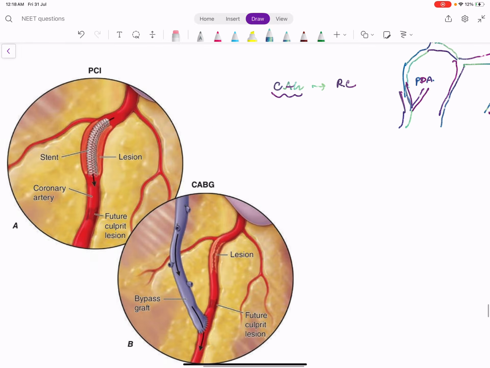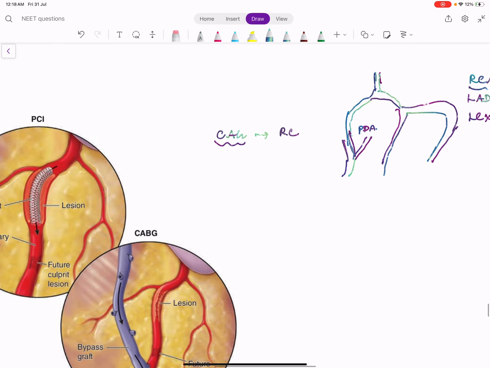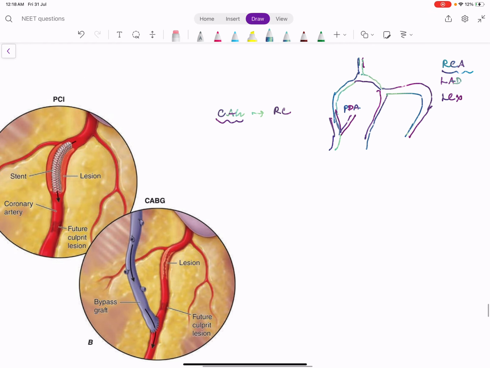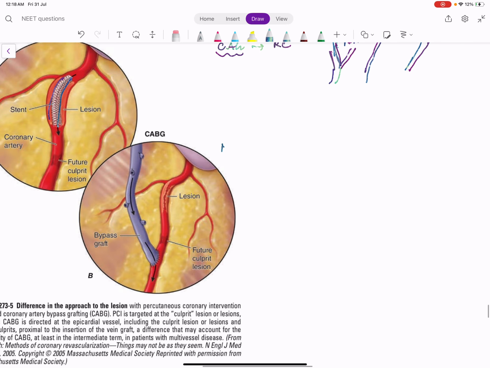Okay. So if we do a coronary angiogram and find that one of the vessels is blocked, we usually go for percutaneous intervention. We place a stent like this. Suppose there is a multi-vessel problem, 2 vessels or 3 vessels are diseased, usually we prefer CABG.